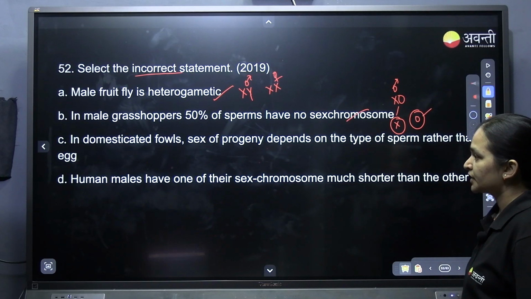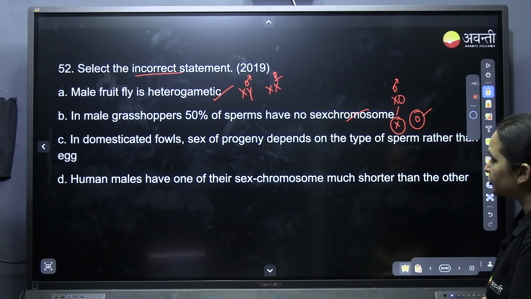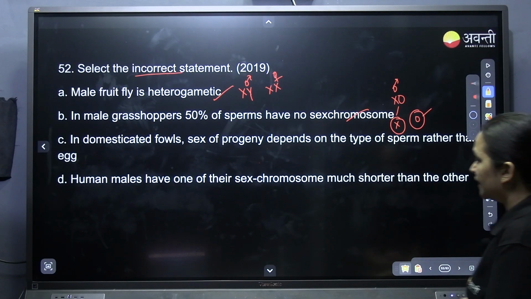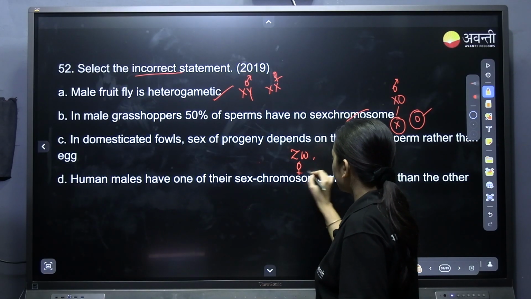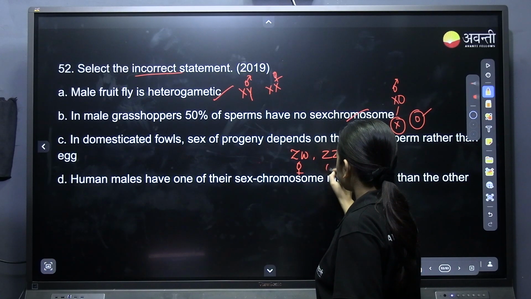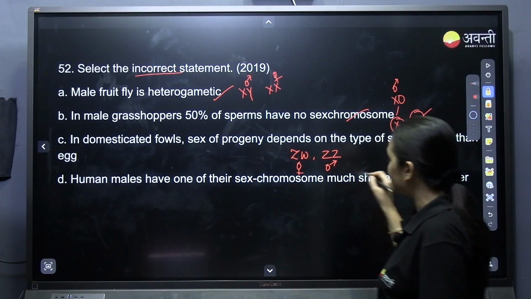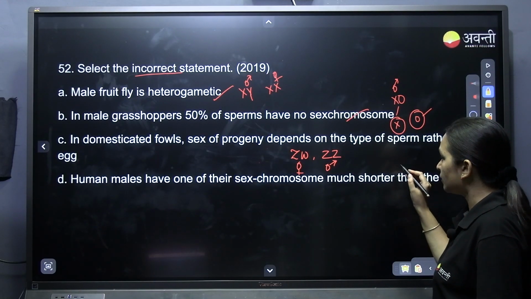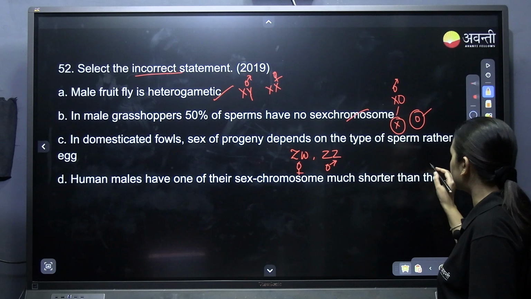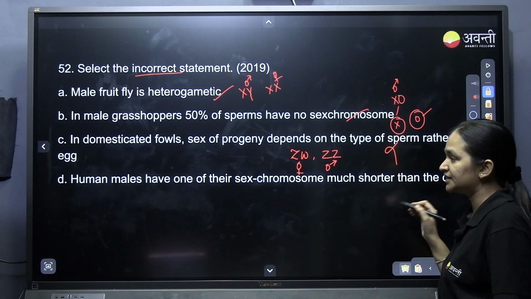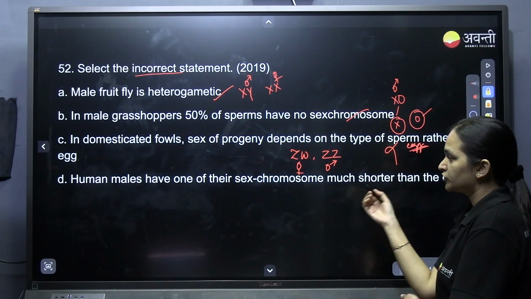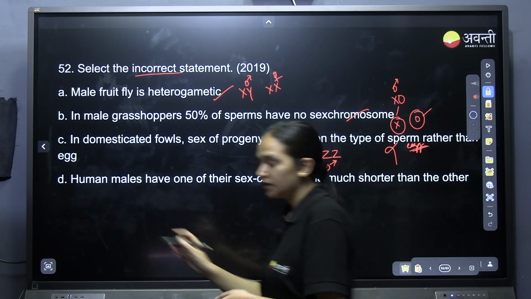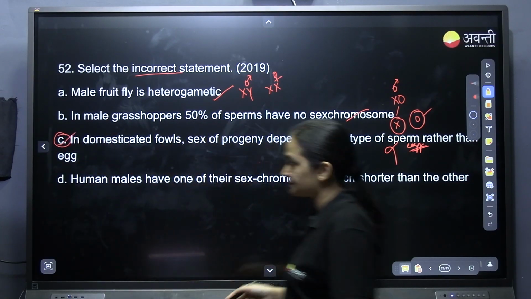This is also true. In domesticated fowls, sex of progeny depends on the type of sperm rather than egg. In domesticated fowl, it is female heterogamety. This is female and this is male. So it depends on the egg, not on the sperm. So "sex of the progeny depends on type of sperm rather than egg" is the wrong answer. It is dependent on egg rather than sperm. So C is the wrong statement. So C is the correct answer.